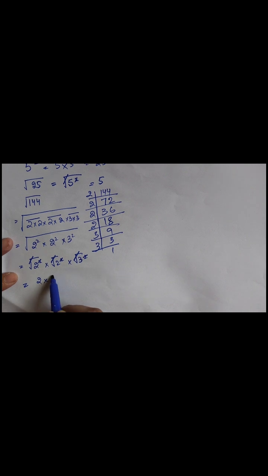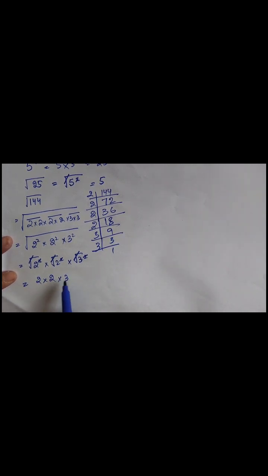It becomes 2 into 2 into 3. Now you have to multiply. 2 2s are 4 and 4 3s are 12. This is 12, your answer. It means the square root of 144 is 12. This is your answer.